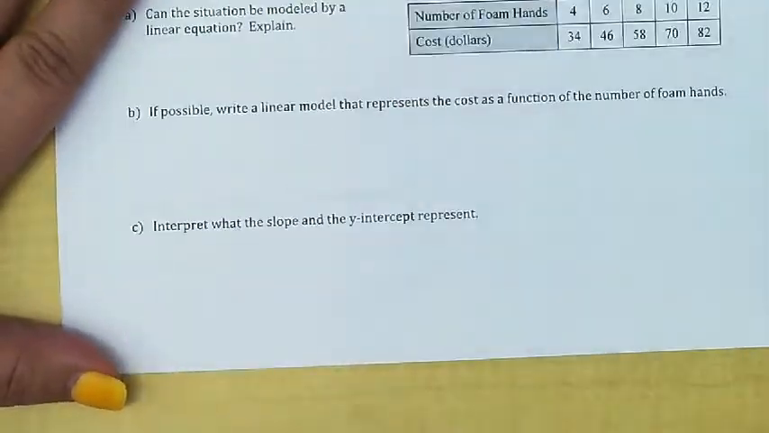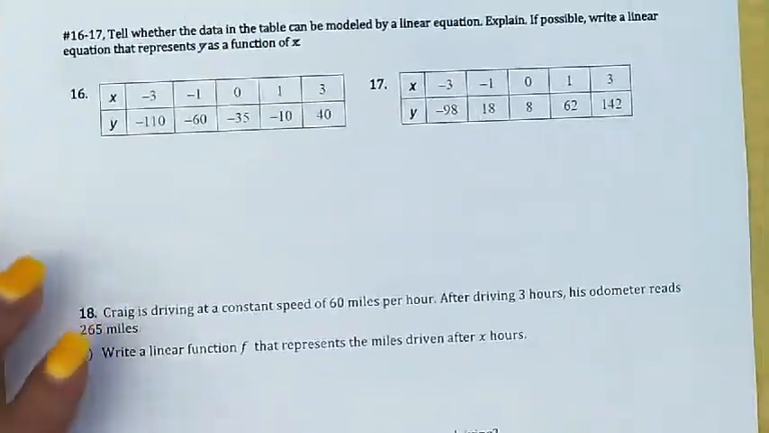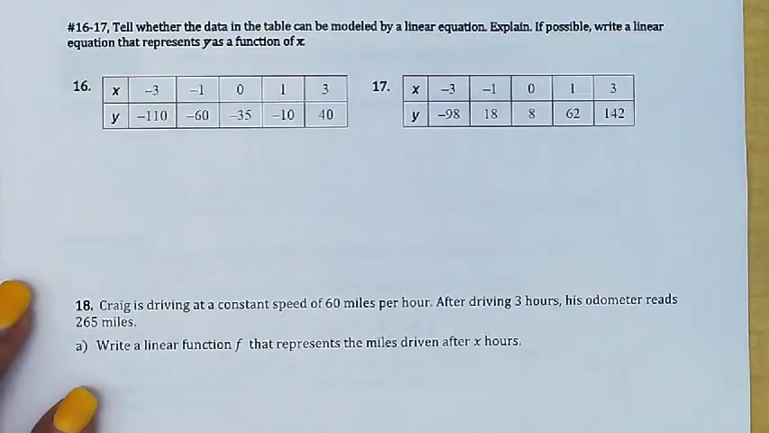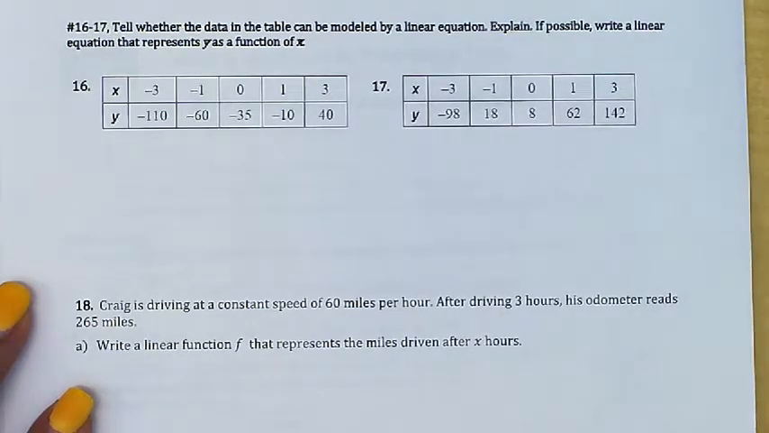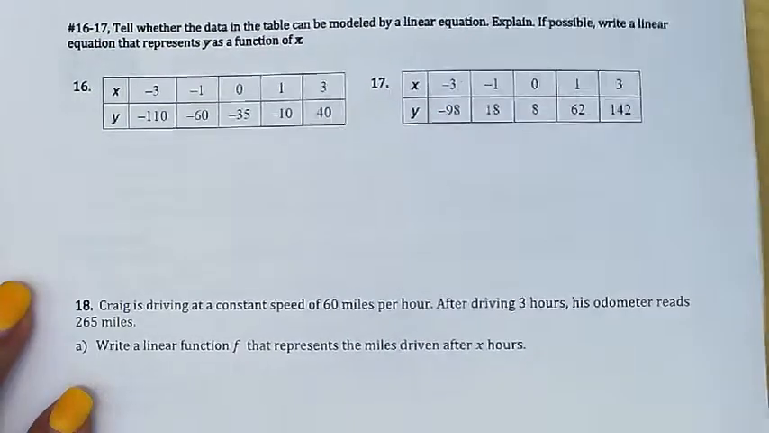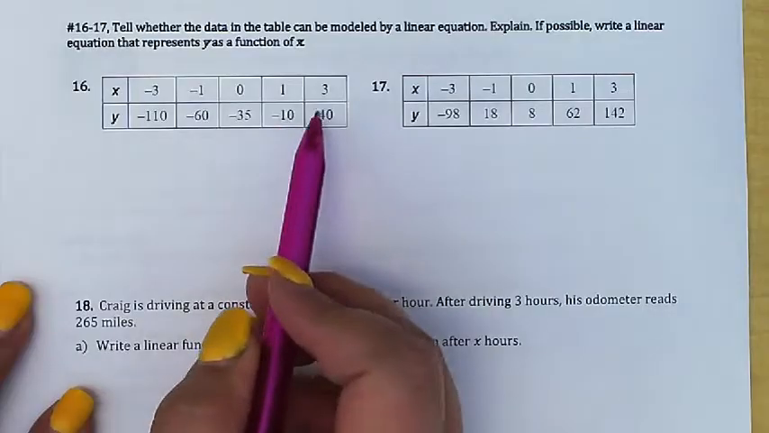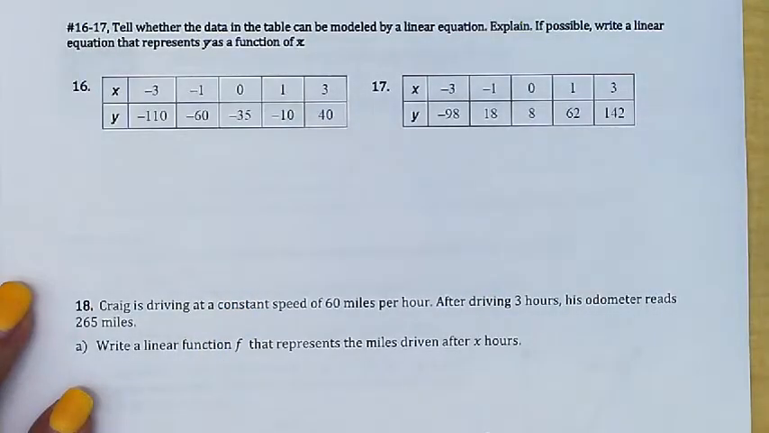Okay, all right, let's finish up with a couple of word problems. 16 through 17, tell whether the data table can be modeled by a linear equation. Explain, and if possible, write a linear equation that represents y as a function of x. So we're looking for constant. This is a little bit more review, a type of review question.